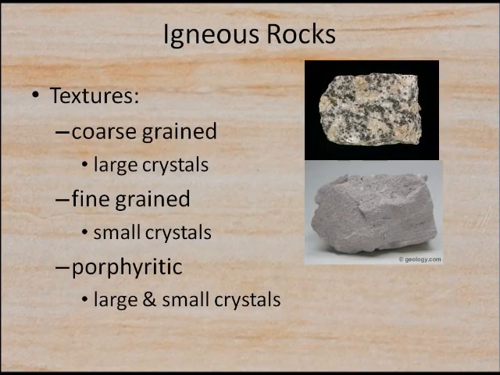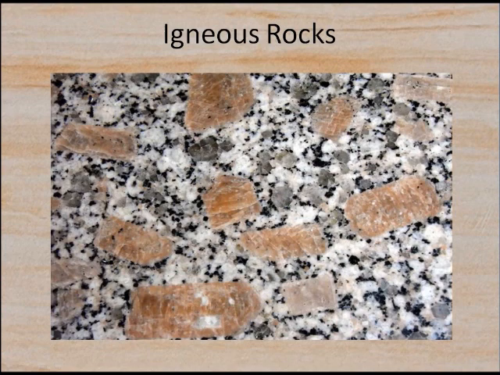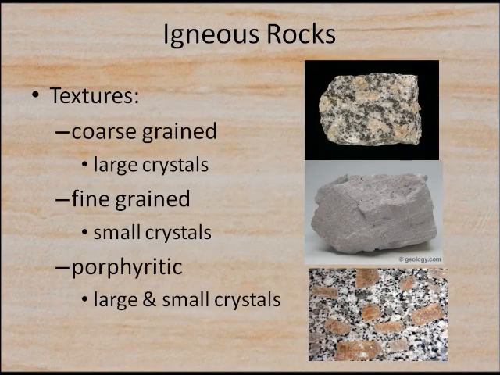All right? Porphyritic is a mixture of the two. Let's say you had some magma that was cooling off under the surface of the earth. Crystals were growing, and then that magma erupted as lava and cooled off quickly. Then you could get a mixture. You could get some big crystals, some tiny little crystals, and some in between. So a porphyritic texture is a mixture of extrusive and intrusive.